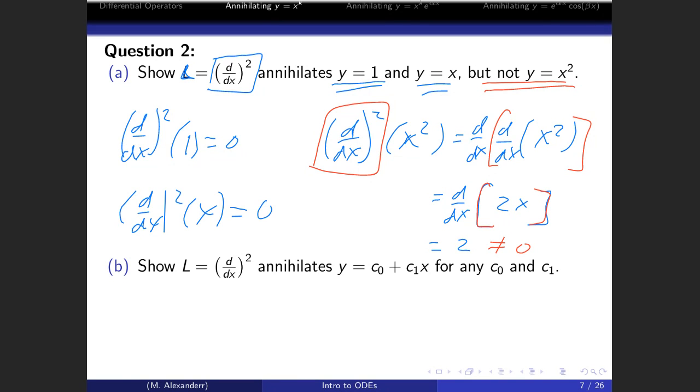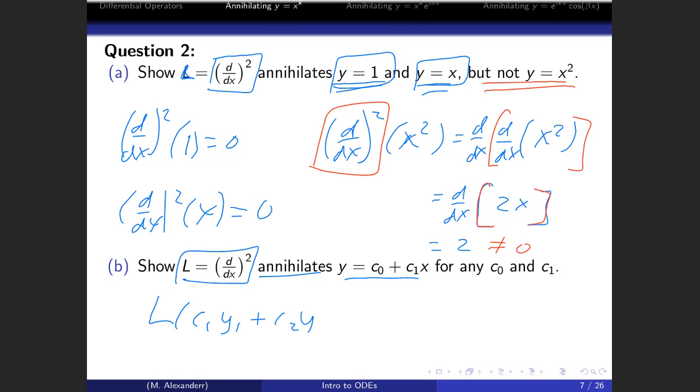Now, here on the bottom, we have the same operator, and we want to show that it also annihilates the combination of these two functions. We already showed that it cancels out the y equals 1 function and the y equals x function. So that means that the operator L will cancel out any linear combination of y1 and y2. Actually, let me write it out this way. This is L acting on C1 times the number 1 plus C2 multiplied by x, and this is C1 L of 1 plus C2 L of x.